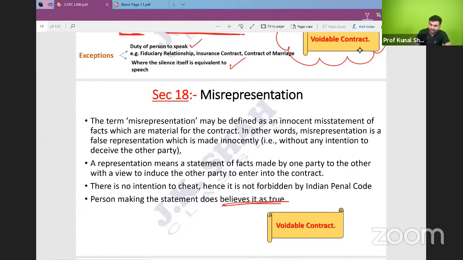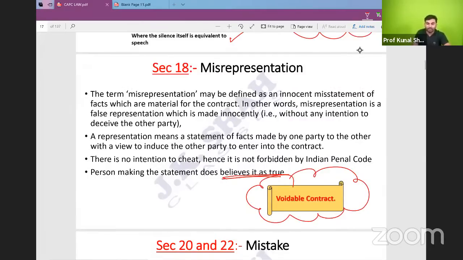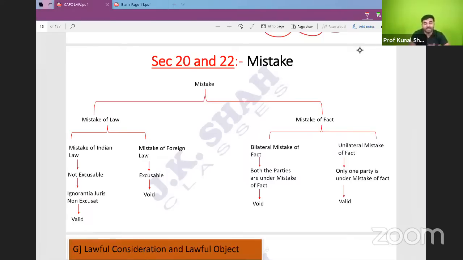Whenever there is a misrepresentation, the nature of contract is nothing but voidable contract. So whether you talk about coercion, undue influence, fraud, or misrepresentation, the contract which gets formed is nothing but voidable contract. The last part over here is mistake. Mistake means error. Section 20 and Section 22 deal with mistake.